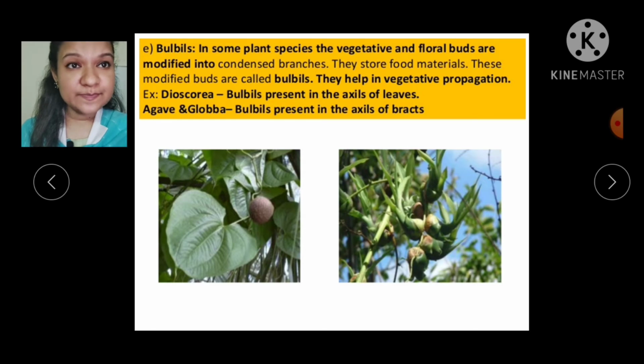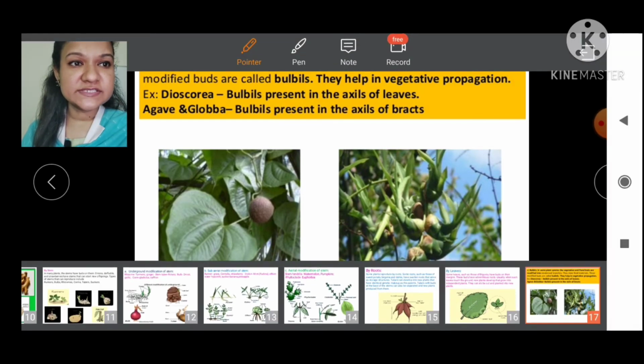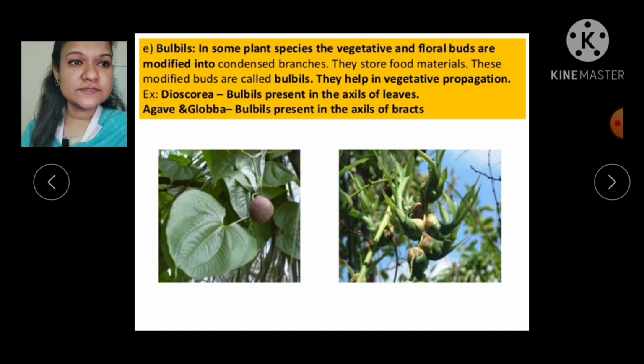In some plant species, the vegetative and floral buds are modified into condensed branches. They store food materials. These modified buds are called bulbils. They help in vegetative propagation. An example is Dioscorea bulbil, present in the axil of the leaves. Here you can see this is the axil of the leaves.